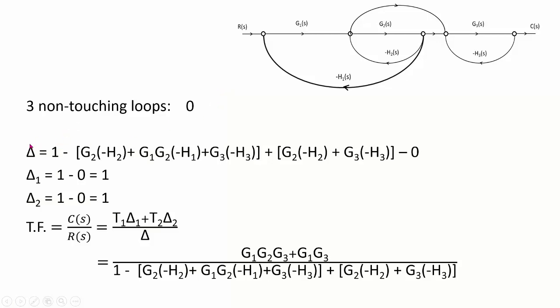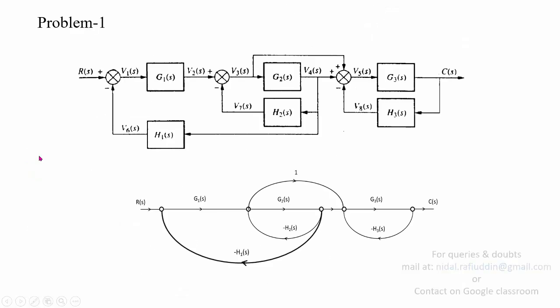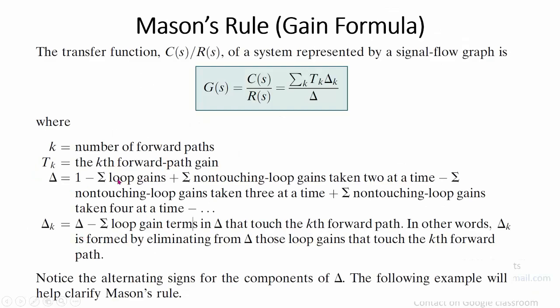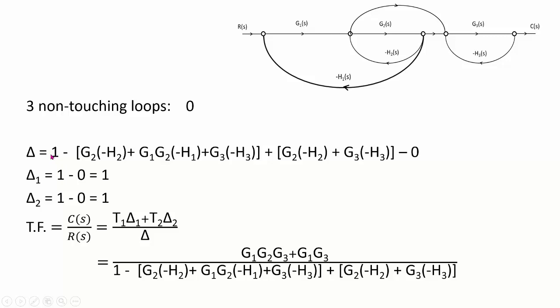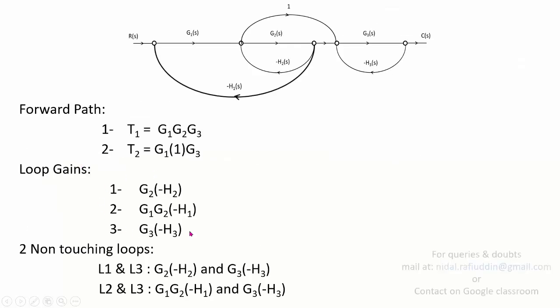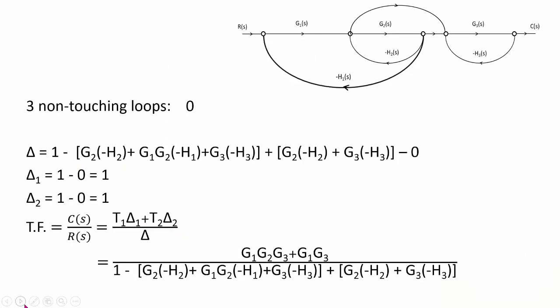Now I'm going to use the formula. First of all, I'll identify what delta is. If you look at the formula, delta is 1 minus the sum of all individual loop gains, plus the sum of the products of gains of 2 non-touching loops, then minus the sum of the gain products of 3 non-touching loops, and so on. So delta is 1 minus all the loop gains. Here are the loop gains: G2 minus H2, G1, G2 minus H1, G3 minus H3. I'll sum them up and put it here. So this is the summation of loop gains.